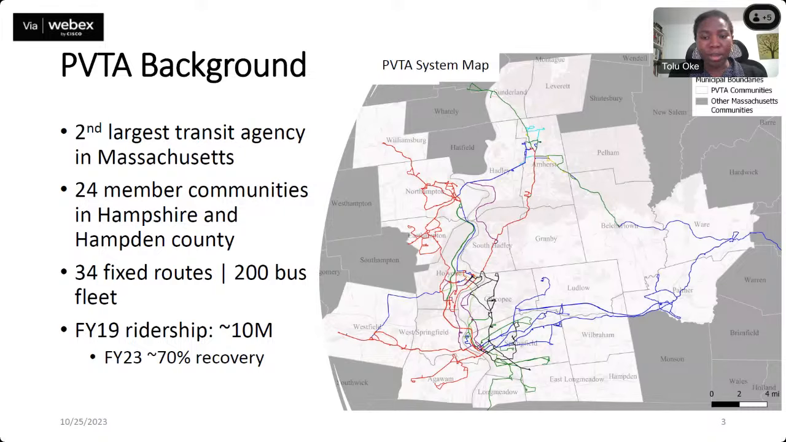So here on the right, I'm showing the PVTA system so you can see how it is spread out across a large area and the routes that we operate. Next slide, please.